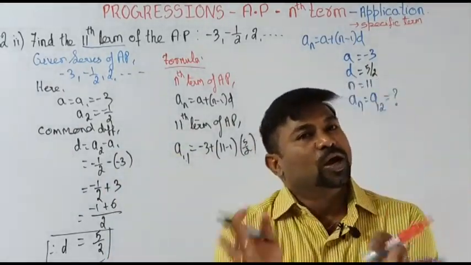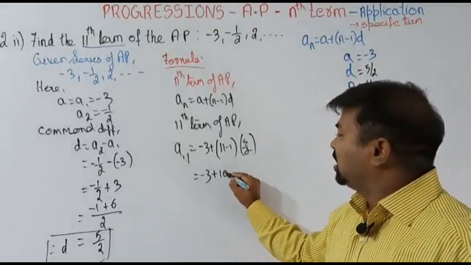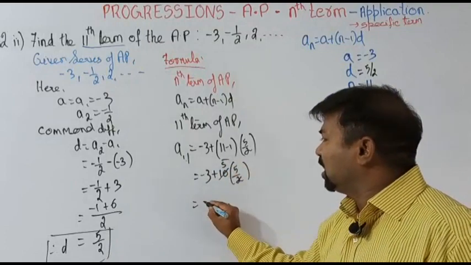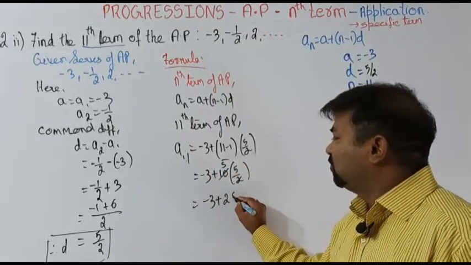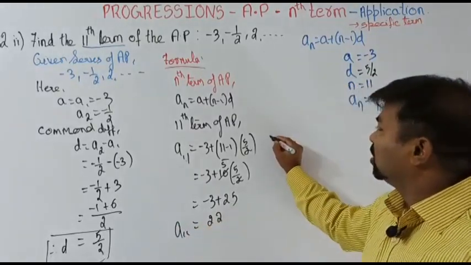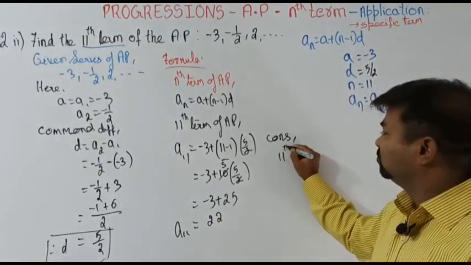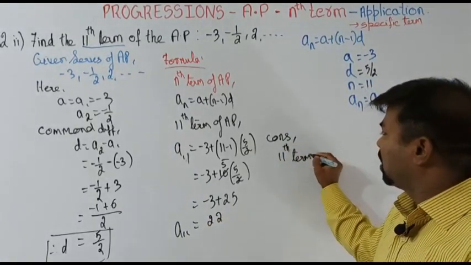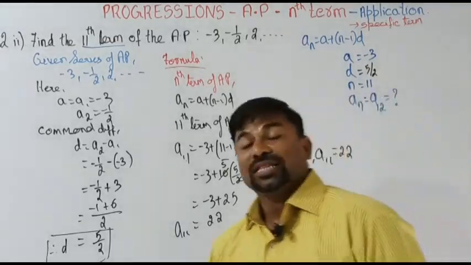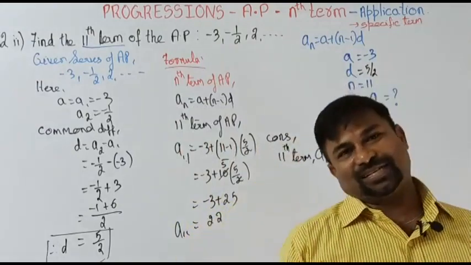Right? What is left over? Only the simplification part. So it's nothing but minus 3 plus 10 into 5 by 2. You cancel this. We are getting minus 5 plus 25, which equals 22. Conclusion part: the 11th term, a11, equals 22. Right? This is how simply we are going to find a specific term.